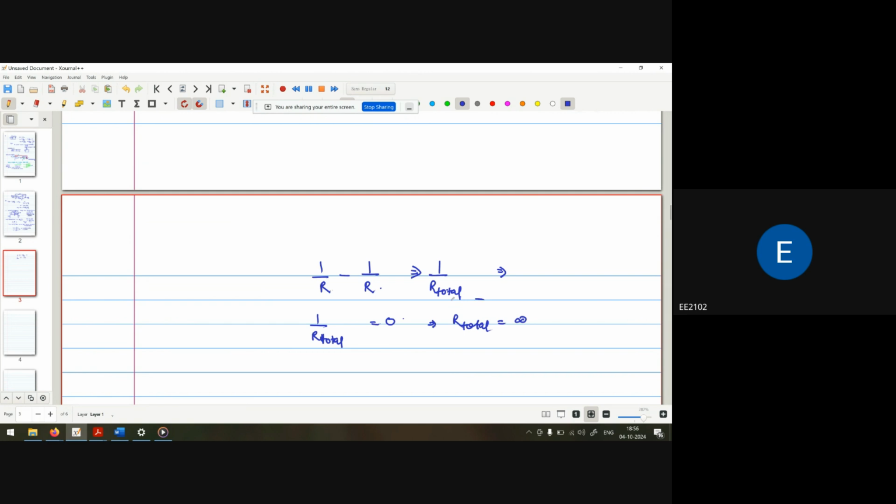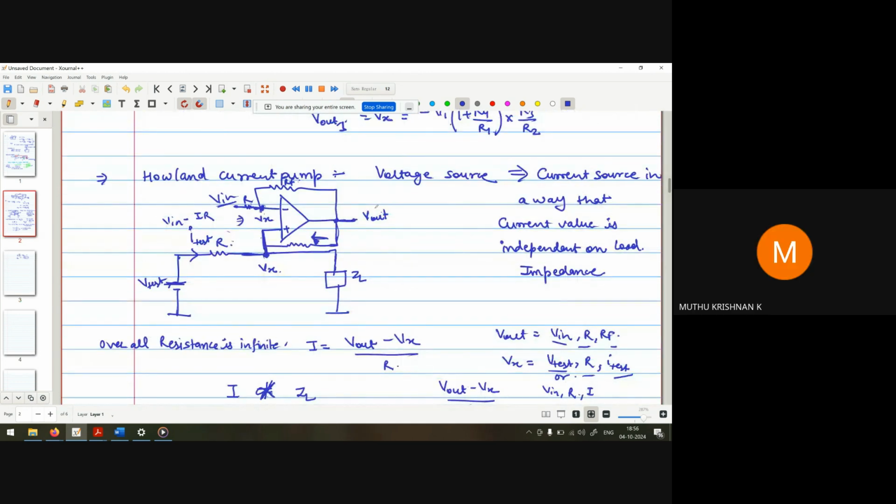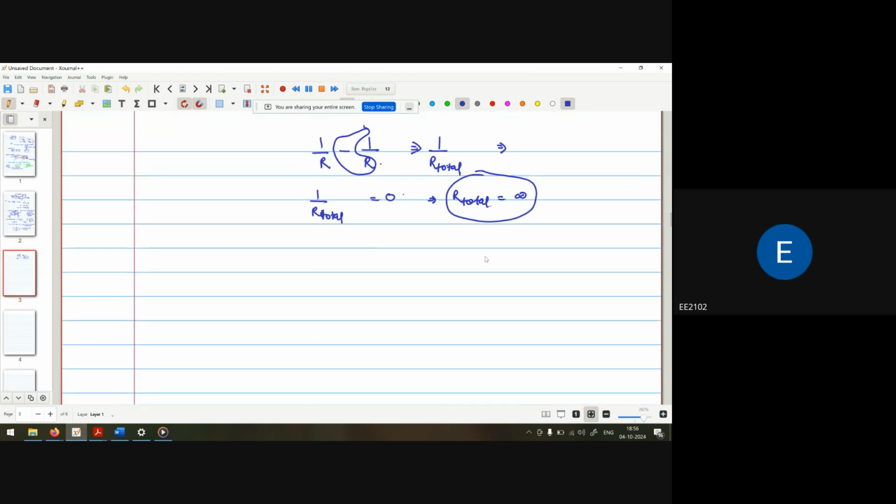So how do we achieve this R total infinite? If I connect one resistance of minus R in parallel with this R, that is basically the condition where we provide a particular resistance that has a higher value.